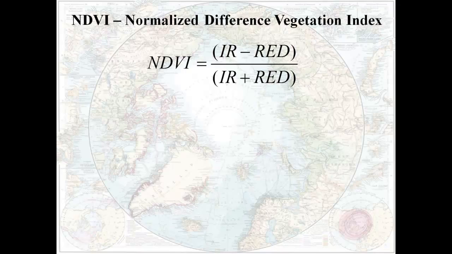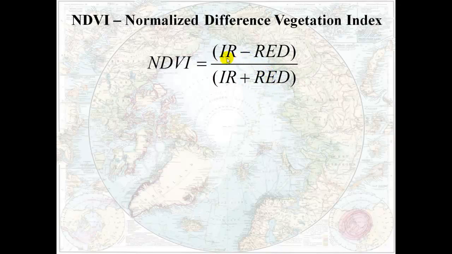How do we calculate this index? Well, it's a normalized index, which means we're going to divide it by something, so that it depends not upon the absolute magnitude of the energy, but the proportion of the energy. We're going to take how much is reflected in the infrared range, and subtract how much is reflected in the red range. We're going to divide it by the total reflected in the infrared plus the total in the red.